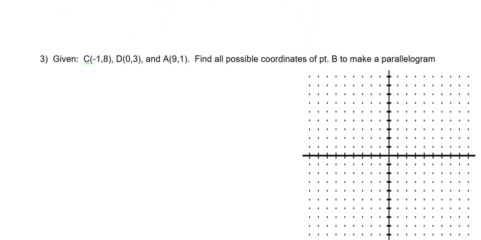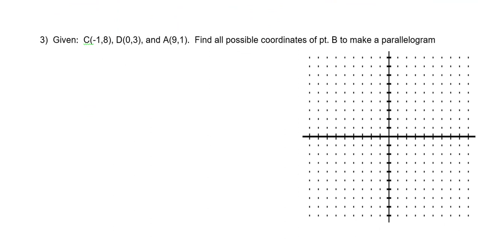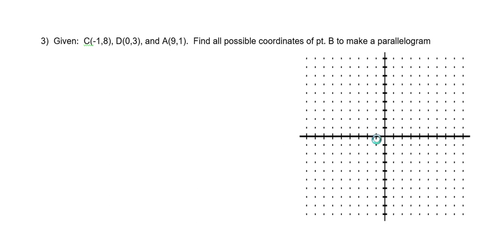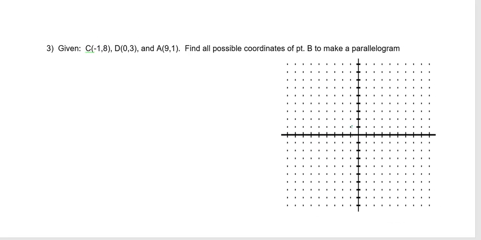Okay, number 3 here. It's given C is -1, +8, so 1, 2, 3, 4, 5, 6, 7, 8. It's going to be letter C. D is going to be 0, +3. A is 9, 1. And you're supposed to find possible coordinates for letter B.